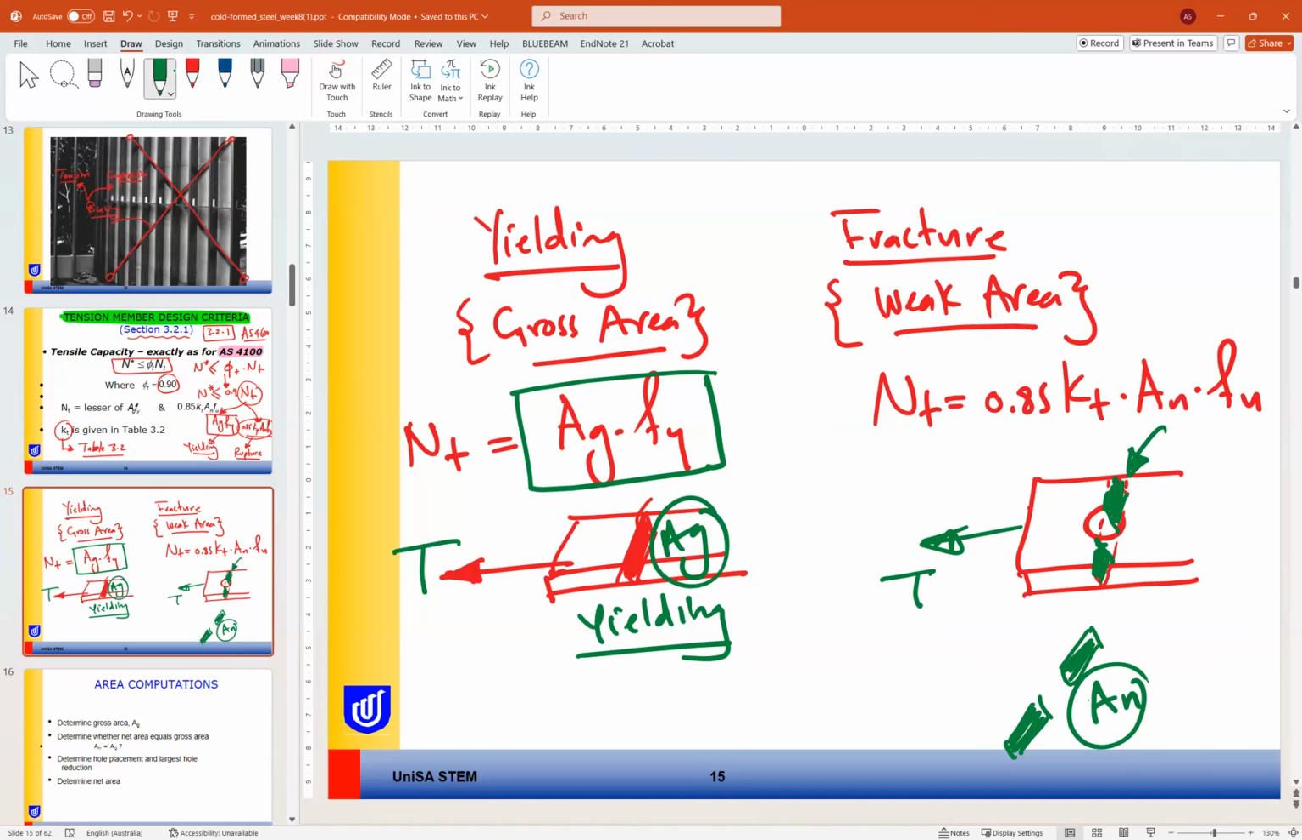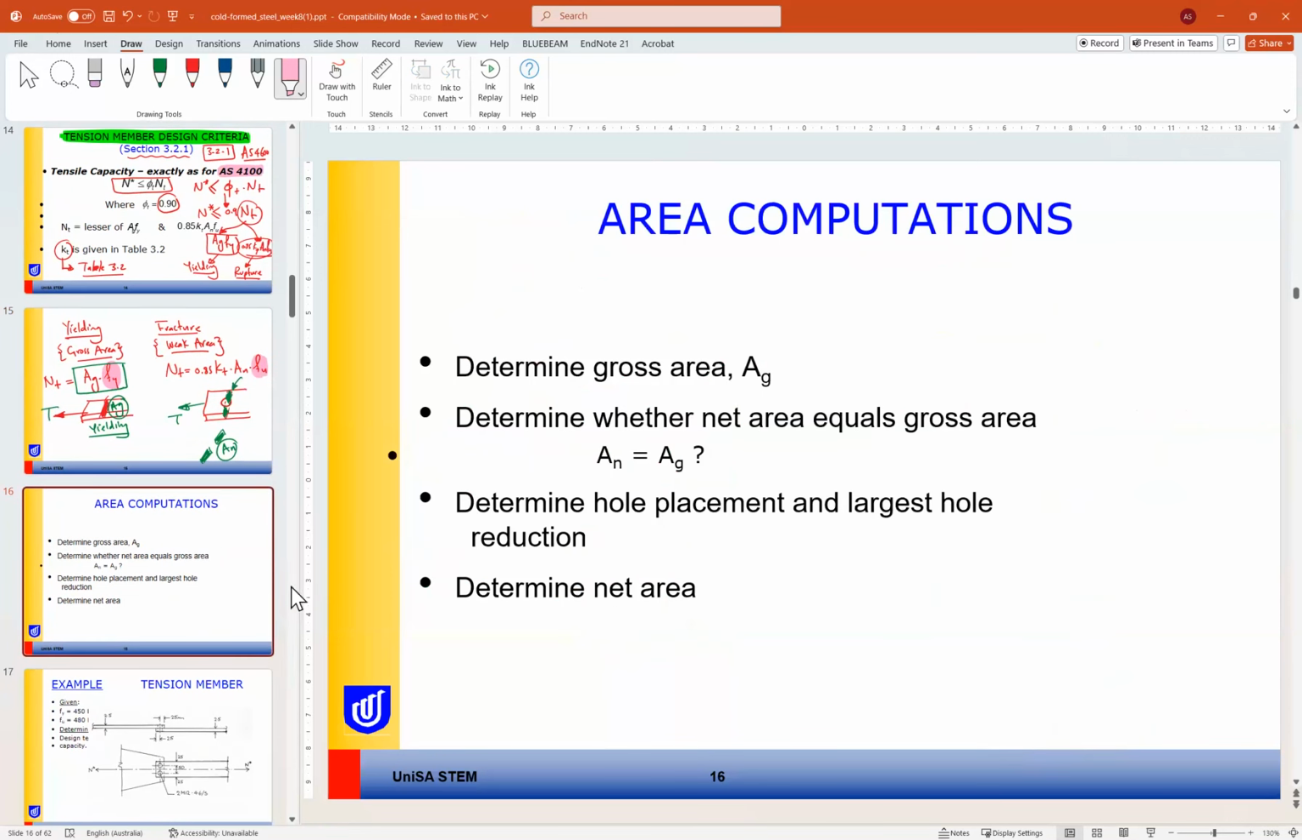Okay, where Fy is the yield strength, Fu is the ultimate strength. Actually this is similar to hot rolled steel, so nothing new in this part. What we need to do in this calculation is find area gross and find area net.